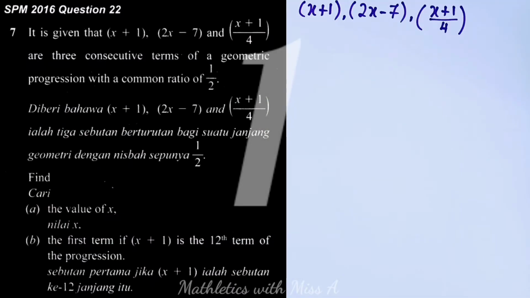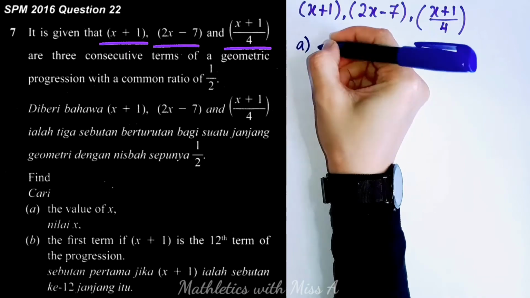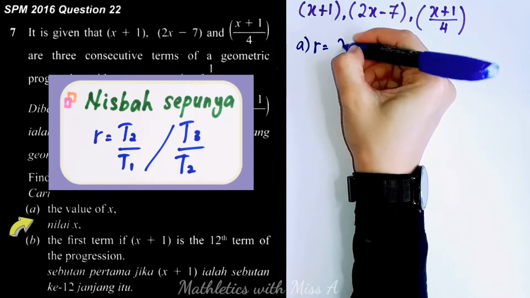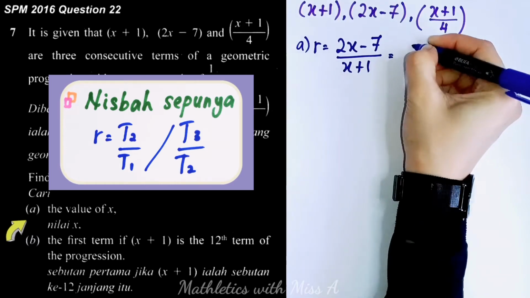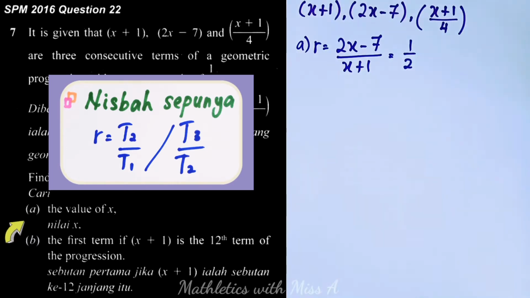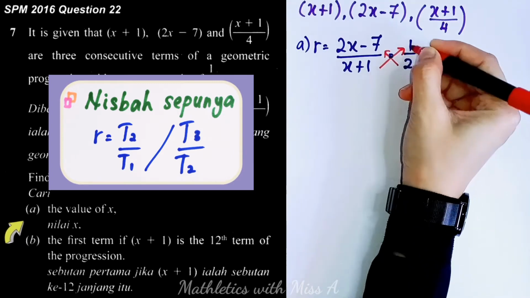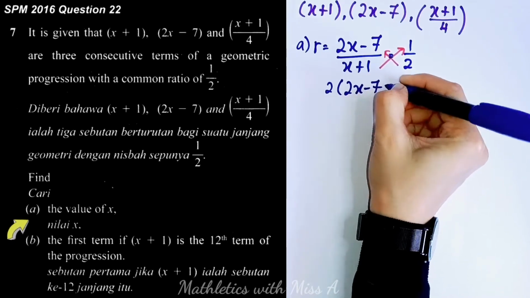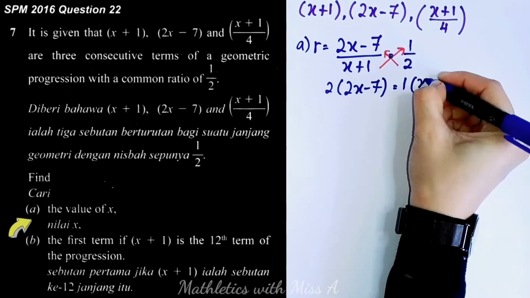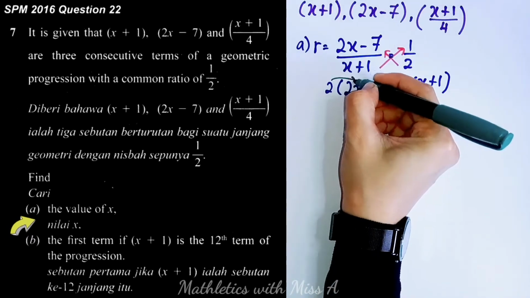There are three consecutive terms of a geometric progression. So the common ratio R equals second term over first term. So (2x minus 7) over (x plus 1) equals 1 over 2, given in the question. So cross multiply. So 2 in bracket 2x minus 7 equals 1 in bracket x plus 1. Then expand.